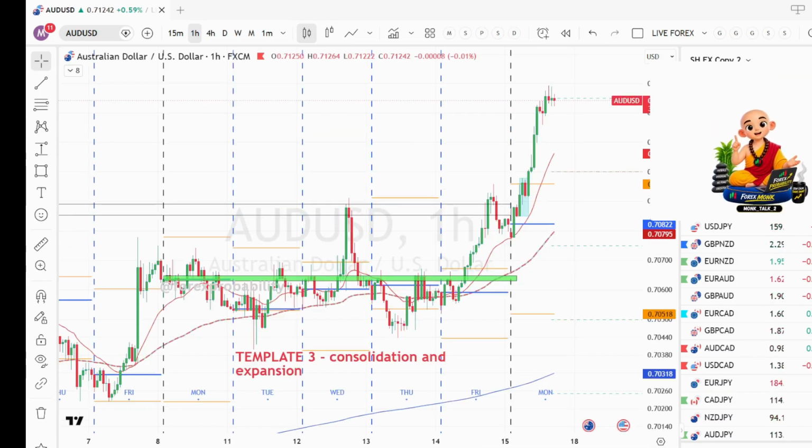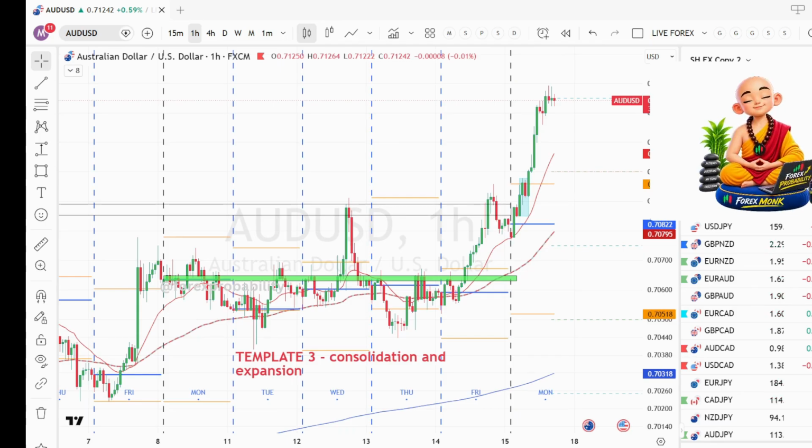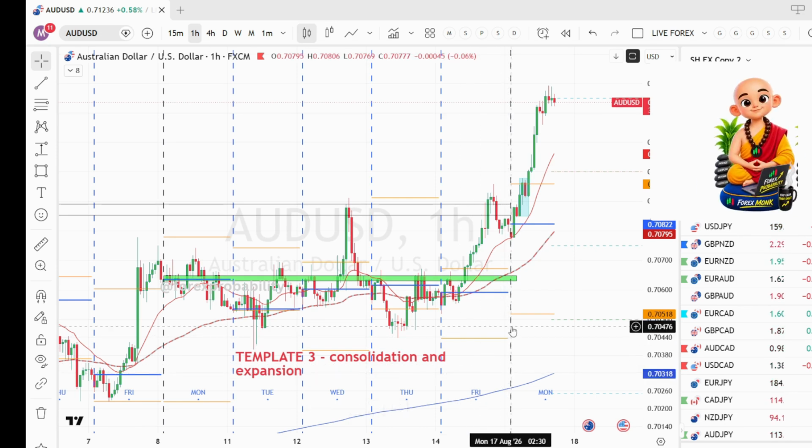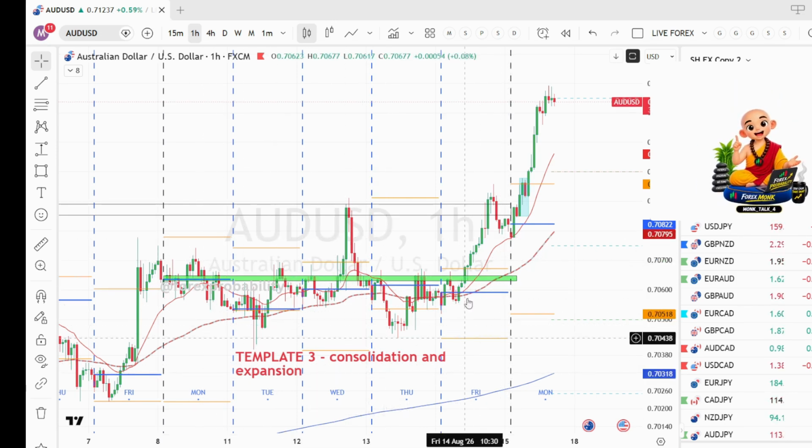Template number 3, consolidation, then expansion. The third variation is different. Instead of immediately moving strongly away from CP, price may spend several days consolidating around the area. You may see sideways movement, compression, and expansion. Price can remain around the CP for 2, 3, or even several trading days. Then later in the week, the market finally expands strongly in one direction. This is the third major weekly template. The important thing here is patience. If the market is consolidating, don't force a direction simply because you want to trade. Wait for the market to show you where it wants to go.